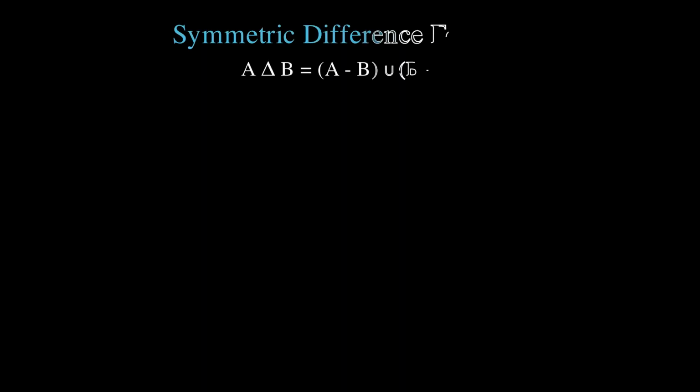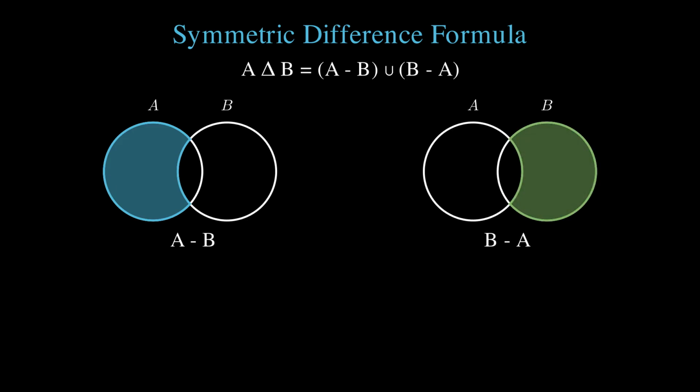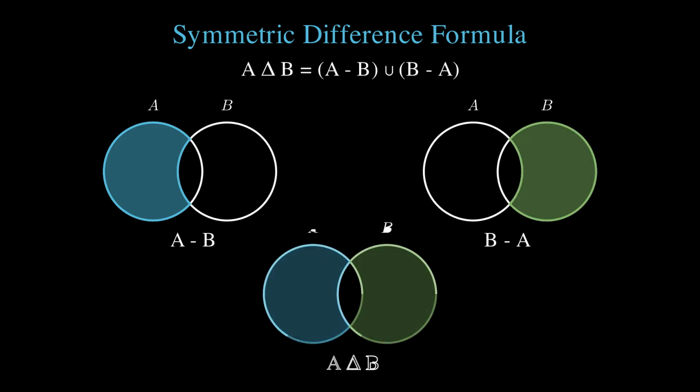Symmetric difference can also be found using the formula A delta B equals A minus B plus B minus A. To understand this, let's first highlight A minus B, which includes the elements that are in A but not in B. Next, we'll highlight B minus A, which contains the elements in B but not in A. Finally, the symmetric difference A delta B is the union of A minus B and B minus A. It includes elements that are in either set but not in both.